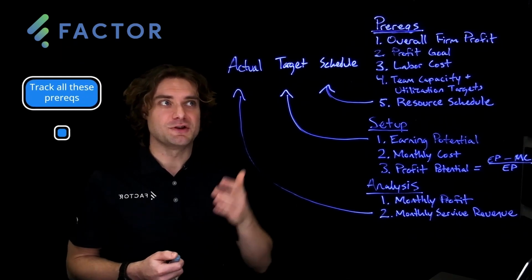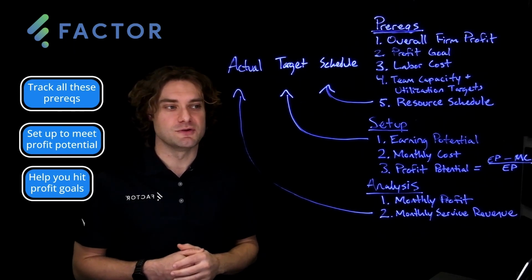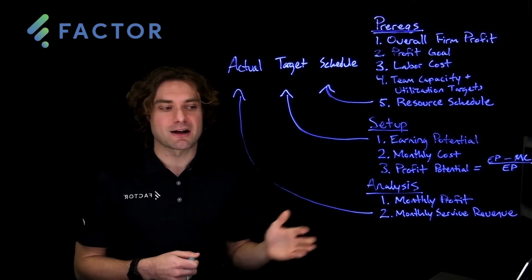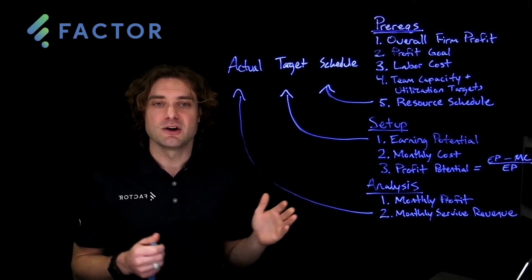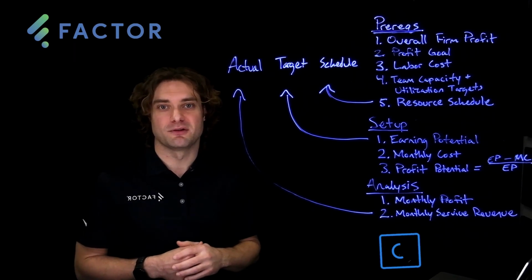Factor, of course, lets you track all these prereqs. It lets you quickly see whether you're set up to meet profit potential that's going to help you hit profit goals. And finally, you can track along the way what your monthly profit is, what your service revenue is, and how you're tracking to your profitability goals.